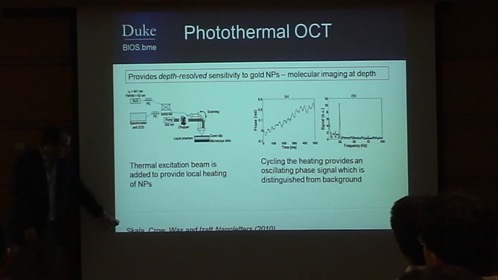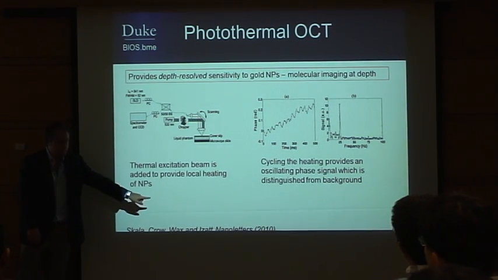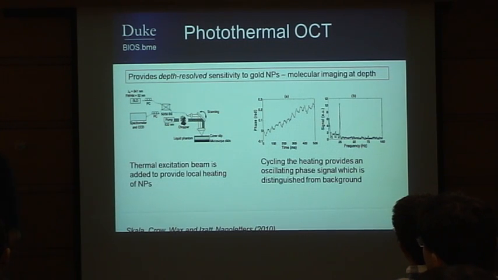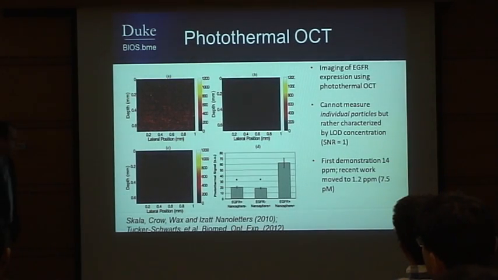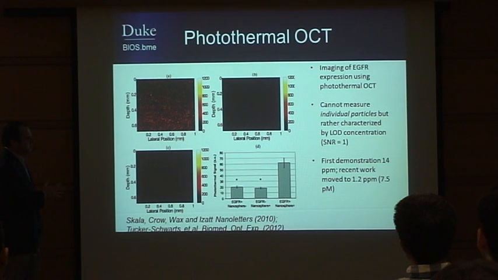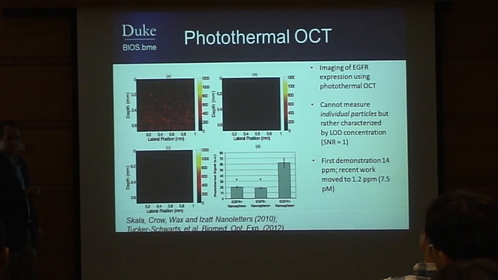I should point out that this was work done by Adam Wax, who collaborated with Joe Izatt's group back in 2010. In this approach, she actually did extend it to looking at cells. So this is the EGFR expression using the photothermal OCT. Couldn't really see individual particles, but rather they were characterized here by a limit of detection, where the SNR was about 1. The first demonstration was about 14 parts per million. Recent work from her group, Adam Wax, which was in 2012, moved this down to 1.2 parts per million, so it's 7.5 picomolar. Not able to pick up individual cells, individual nanoparticles, but could see really, aggregations.